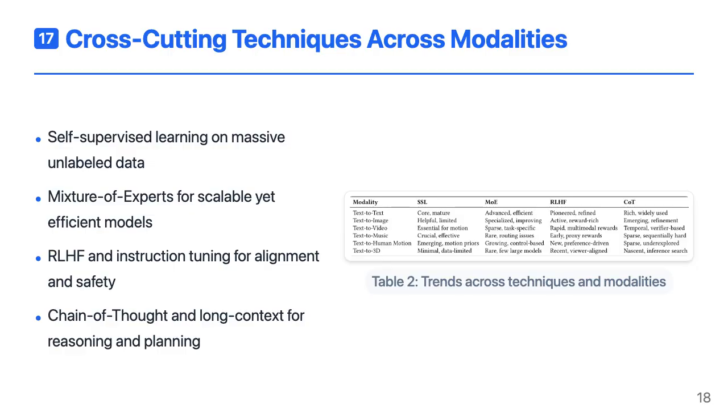Across all these modalities, a few techniques keep reappearing. Self-supervised learning lets models exploit huge unlabeled datasets, whether they're text, images, audio, or video. Mixture of experts architectures scale capacity without linearly scaling compute. Reinforcement learning from human feedback and instruction tuning help align model behavior with human expectations and safety constraints. And methods like chain-of-thought prompting and long context training extend models' ability to reason over multi-step instructions, narratives, or temporal sequences, crucial for video, music, and motion.